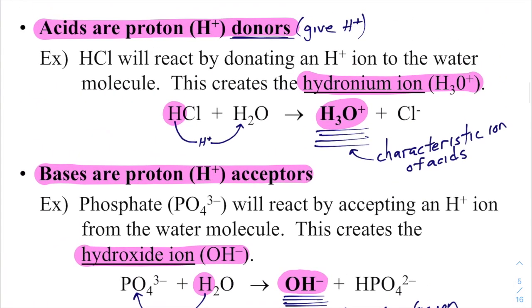So if a solution has a ton of OH- hydroxide floating around, it's going to be a base. Now, in true transparency, solutions that are acids and bases actually have both. They'll always have a little bit of H3O+ and a little bit of OH-. It's just a matter of which one has more. We'll talk about that a little more later. But if your H3O+ is in greater supply, you're an acid.